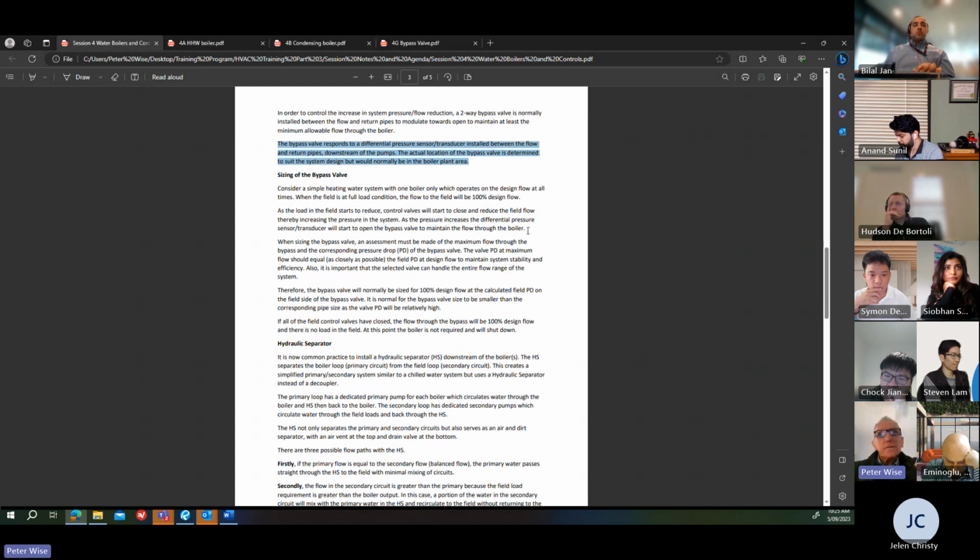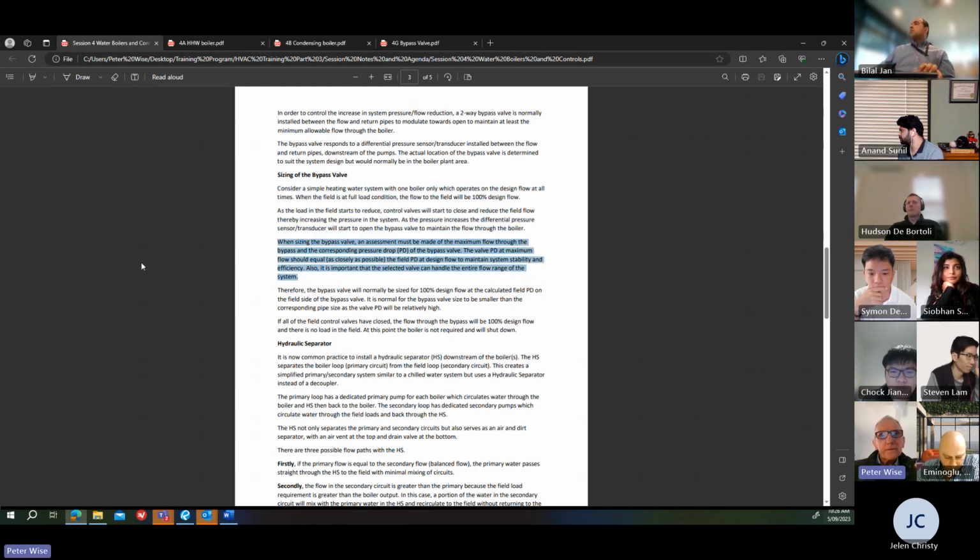Now, sizing of the bypass valve. If you look at a simple heating water system with one boiler only, which operates on design flow at all times, when the field is at full load condition, the flow to the field will be 100% design flow. As the load in the field starts to reduce, the control valves will start to close and reduce the field flow, thereby increasing the pressure in the system. As the pressure increases, the differential pressure will open the bypass valve to maintain the flow through the boiler. So I've just repeated myself, but just to rub that in a bit.